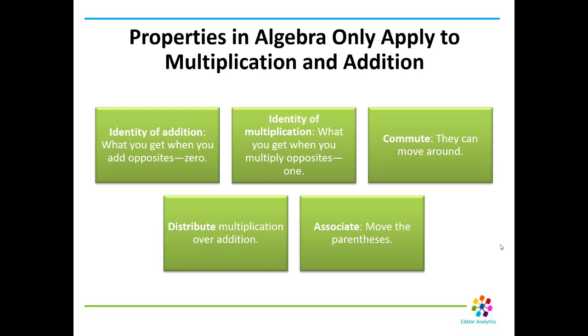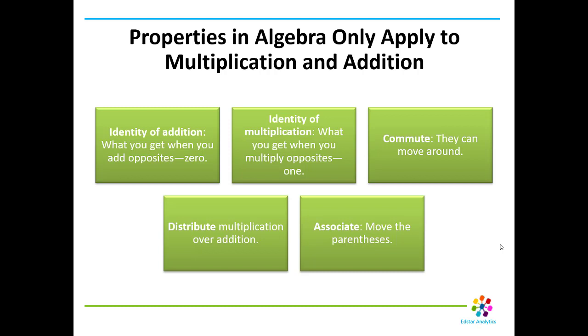We've got the identity for addition, and the identity for addition is the number you get anytime you add two opposites in the context of addition. And what do you get if you add -3 plus 3? 0. Any number added to its opposite gives you 0. So 0 is considered the identity for addition.